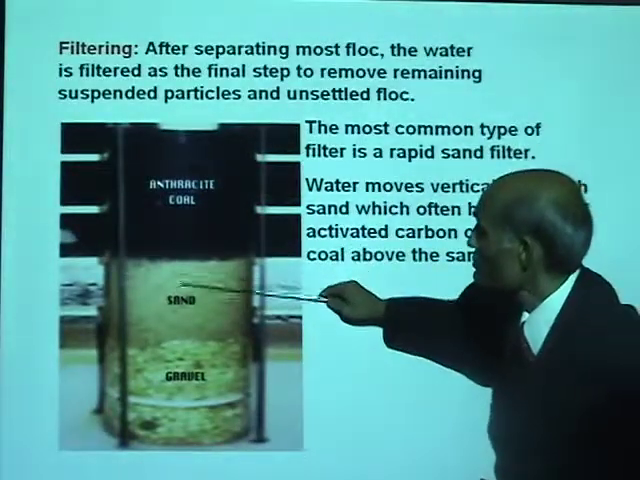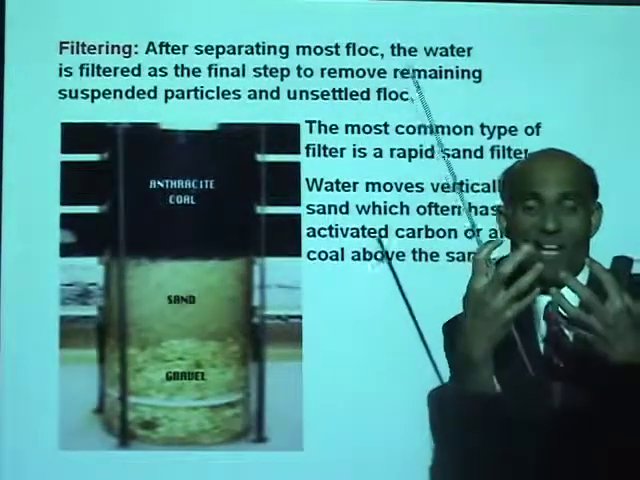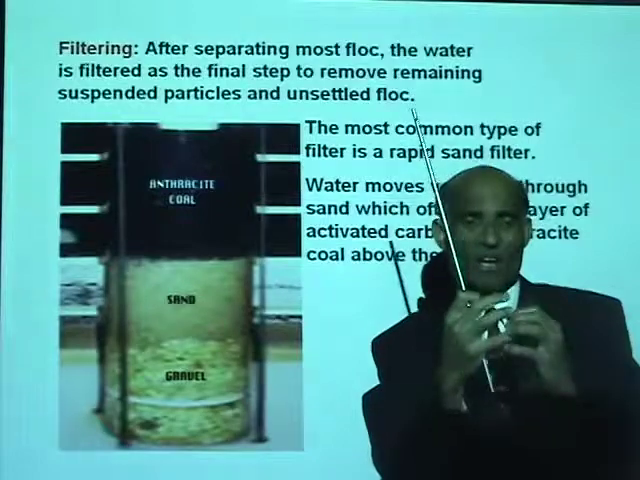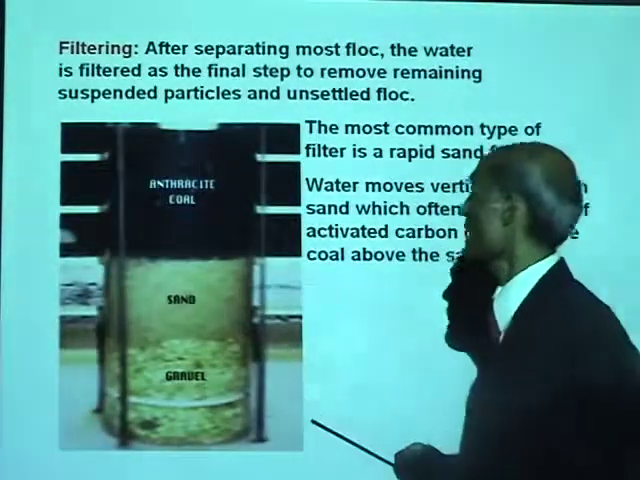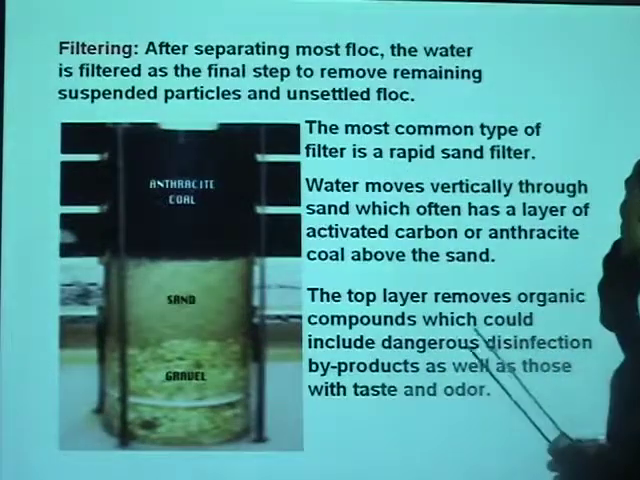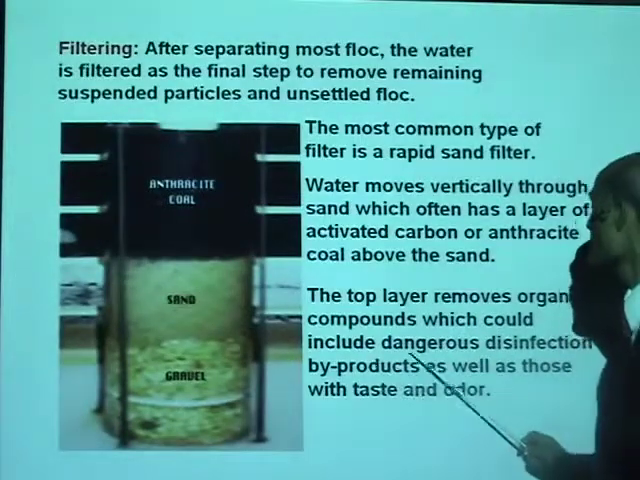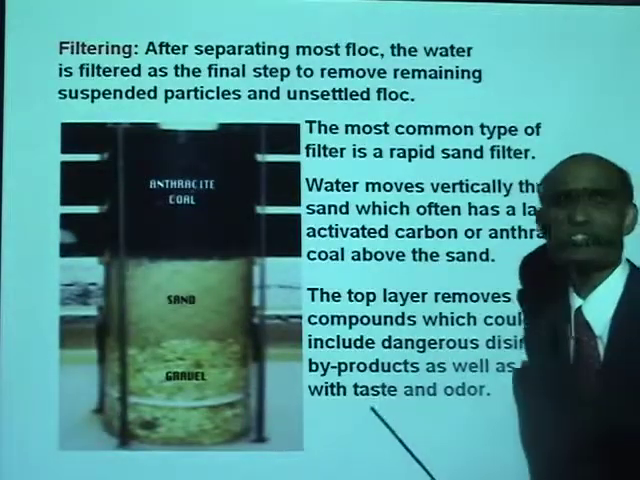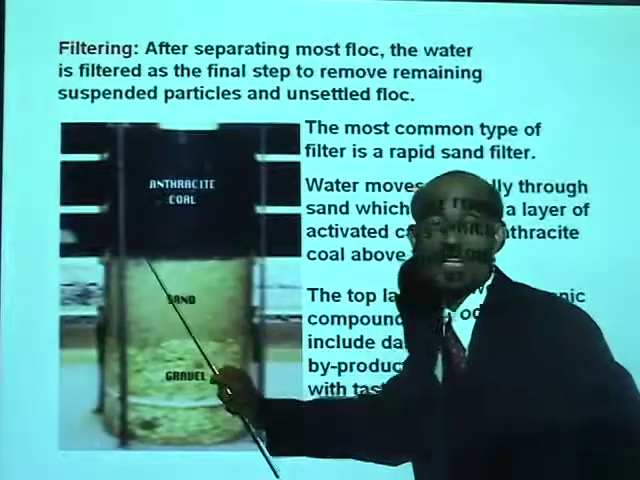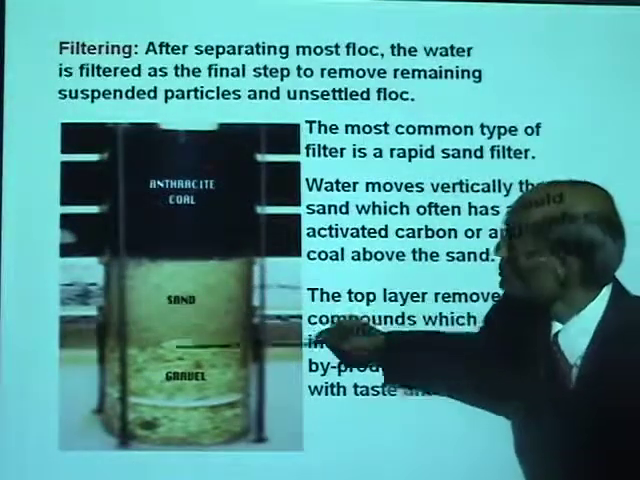And then it passes through sand and gravel. You see, so that anything that is not removed will get absorbed in the sand and gravel, and you can get purified water. The top layer removes organic compounds that are chemicals, which could include dangerous disinfection byproducts as well as those with taste and odor. All those things get removed at the anthracite coal, and then water goes through the filtering process through the sand.